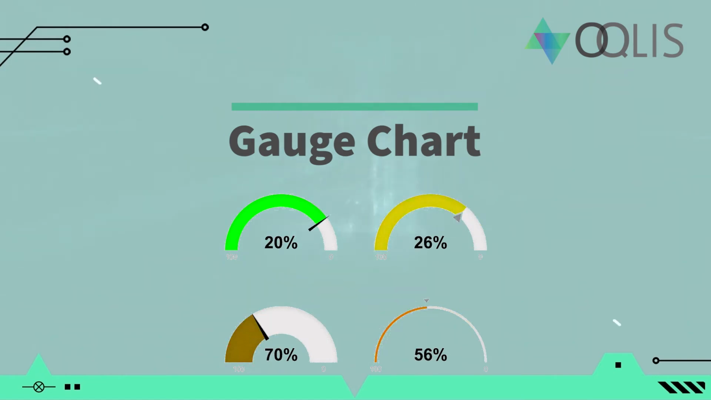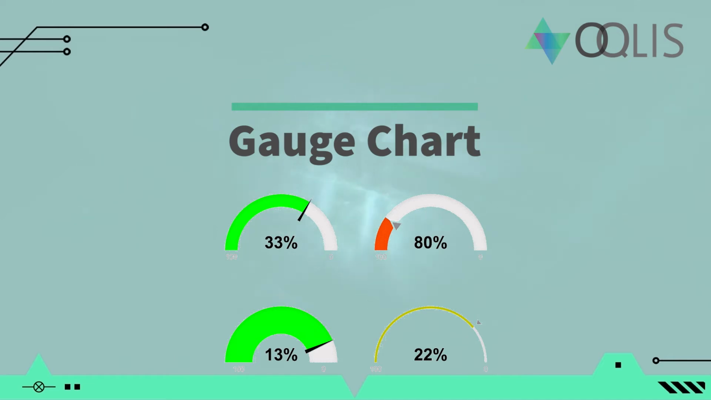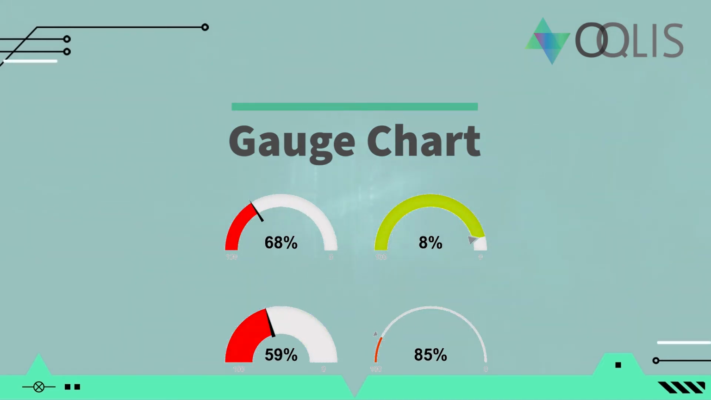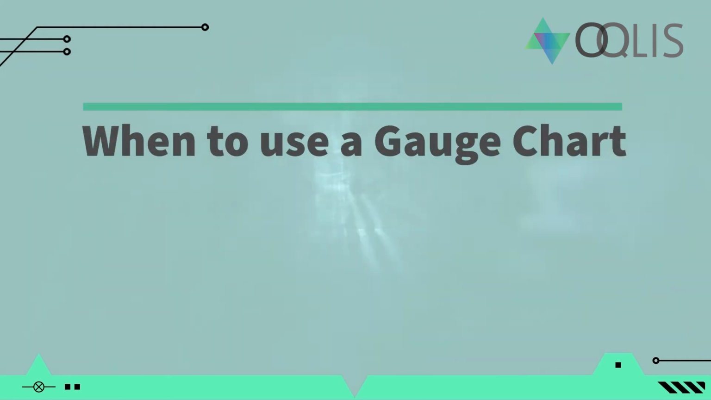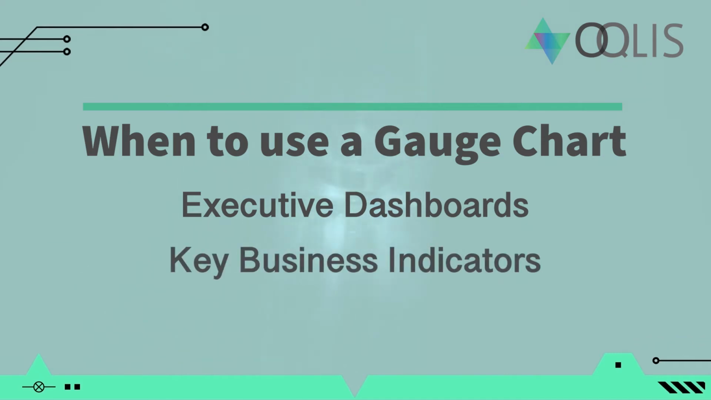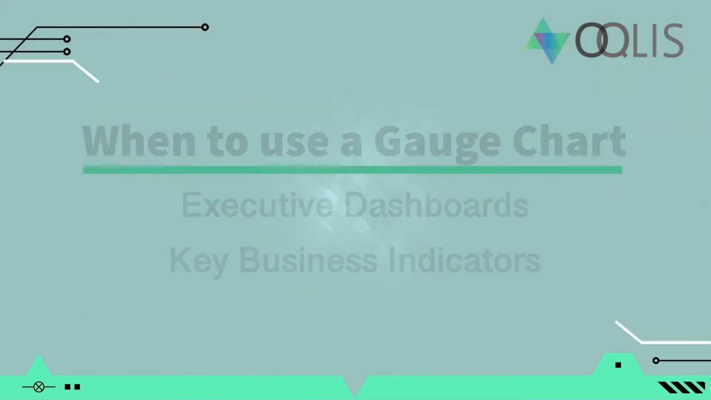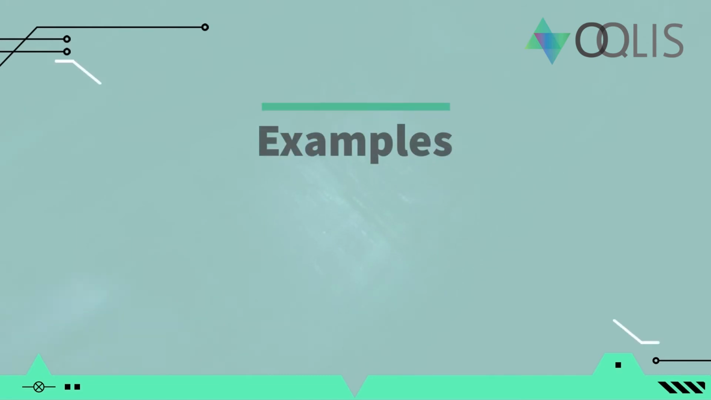Gauge charts, also known as dial or speedometer charts, use needles to show information or results. On a gauge chart, the value for the needle is read against the colored data range or chart axis. This chart type is often used in executive dashboard reports to show key business indicators. Now that we have unpacked what a gauge chart is, let's go through a few examples to help you get a better understanding of how and when to use a gauge chart.